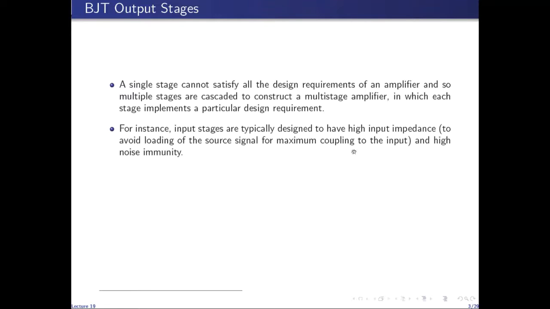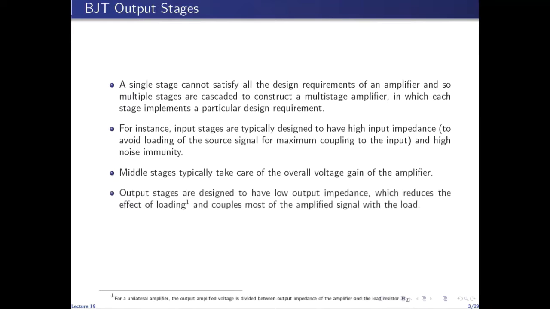It is also designed to offer high noise immunity so that the effect of noise on the performance of the overall amplifier is minimized. The middle stages are typically the voltage amplifiers, so they provide voltage amplification. And the final stage, which is also called the output stage, is designed to have low output impedance so that maximum output voltage is coupled with the load of the amplifier.